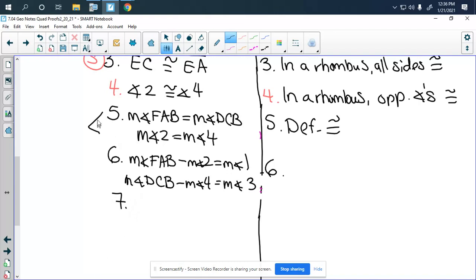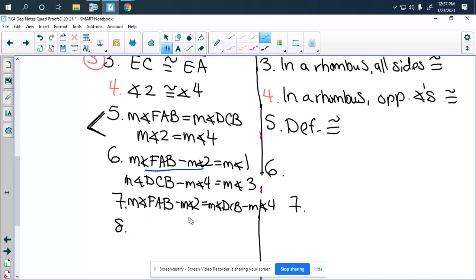Step 7 would be now taking your 2 sets of equals here and subtracting equal amounts from equals are equal. So measure FAB minus the measure of angle 2 equals the measure of DCB minus the measure of angle 4. And that reason would be your subtraction property of equality. And now if I know measure of FAB minus measure of angle 2 equals the measure of angle 1, I could sub that in right there. And likewise, I can sub in measure of angle 3 for DCB minus the measure of angle 4. And the reason for that would be your substitution.